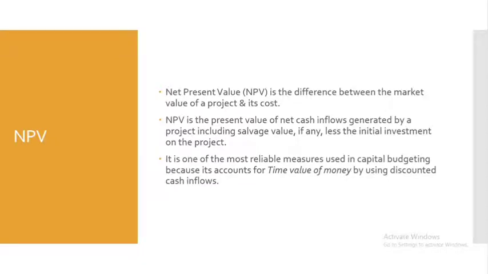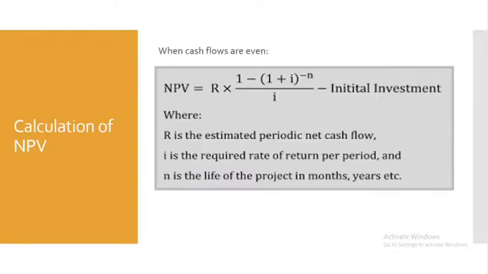investment. Basically, net present value is the net cash flows generated by a project, including the salvage value, if any, less the initial investment on the project. And why NPV is the most reliable one is because it accounts for the time value of money by using discounted cash flows. Next, we'll see how to calculate NPV.